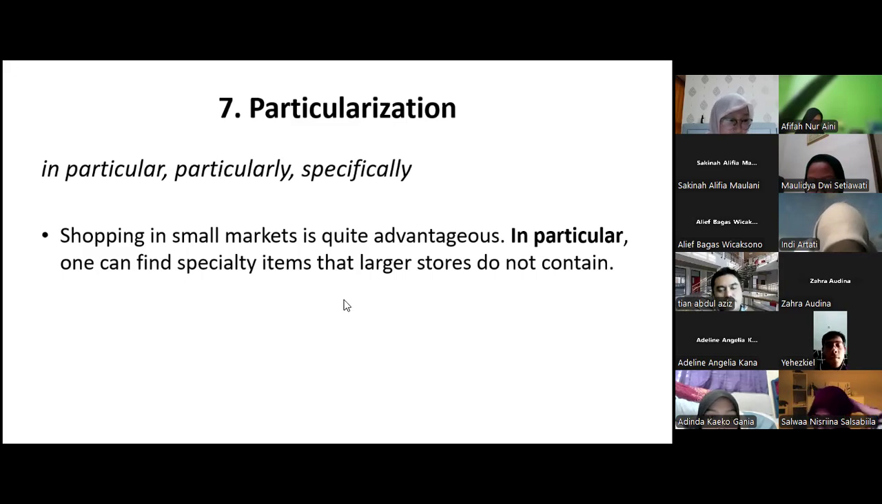Shopping in small markets is quite advantageous. In particular, one can find specialty items that larger stores do not contain. Here, shopping in small markets is quite advantageous, these are the advantages of shopping in small markets. In particular, one can find specialty items that larger stores do not contain. Okay.